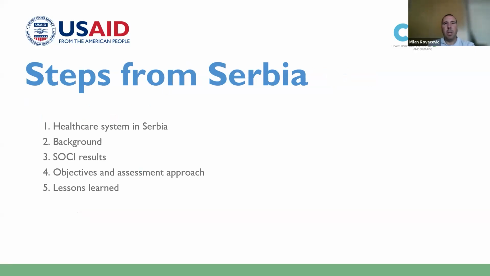Let me first explain how the health care system is organized in Serbia, who the main stakeholders are, and how things are working here. After that, I will say a few words about the history of the digitization process. Then I will continue with tool selection that we just heard about from Alimu, and finally I will finish with the lessons we have learned.